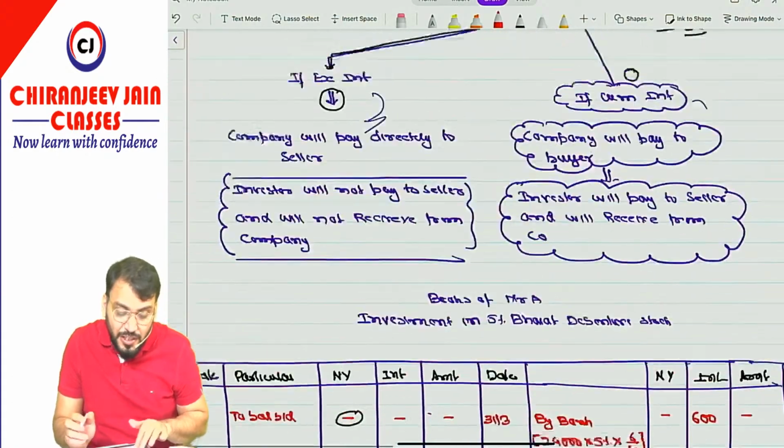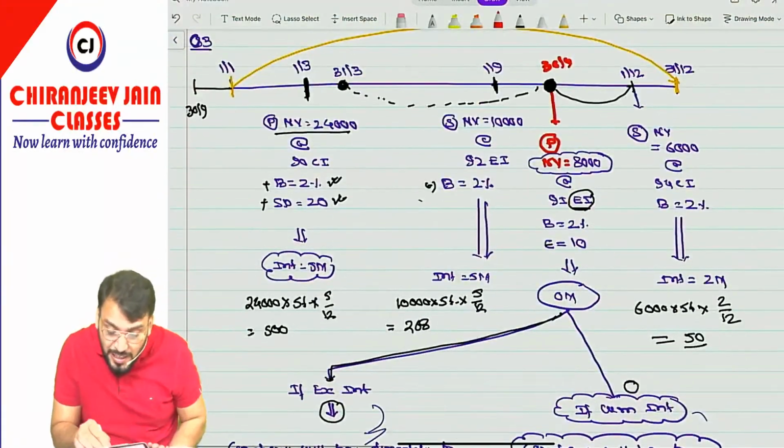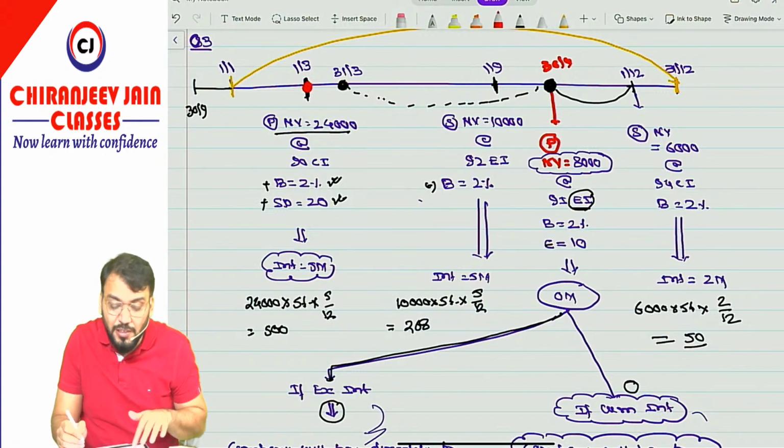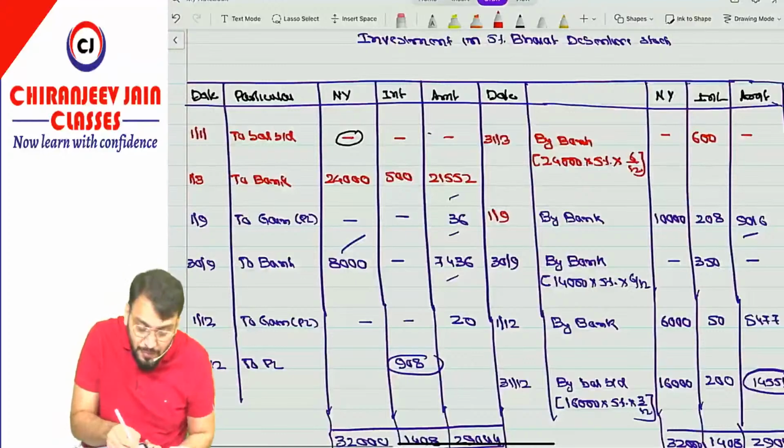Then the first transaction. Then go as per the date. This date is very important. The first date is what? 1st March. So on 1st March they purchase. So we write down investment account debit to bank.